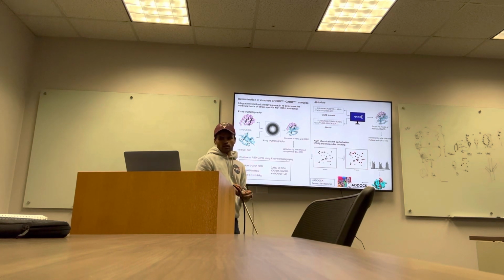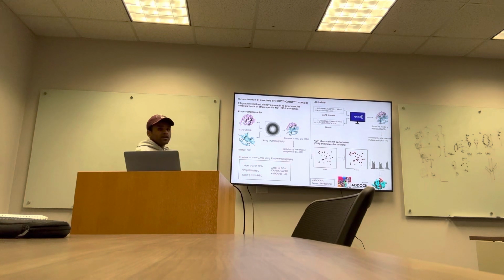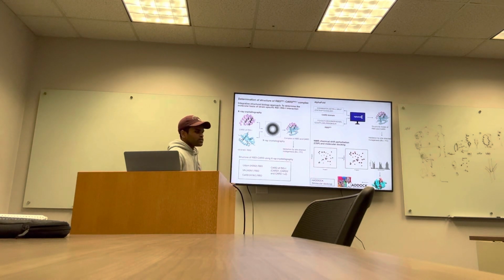At the end of Aim 2, we should get a molecular basis of strain-specific NS1 and RIG-I interaction, and this also should give us more information on the evolution of this NS1 protein as well as its interaction with a key viral sensor, RIG-I.